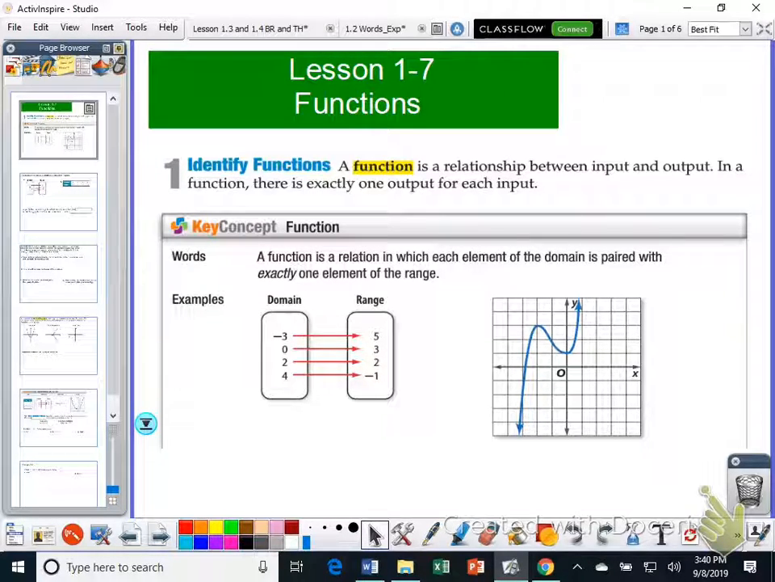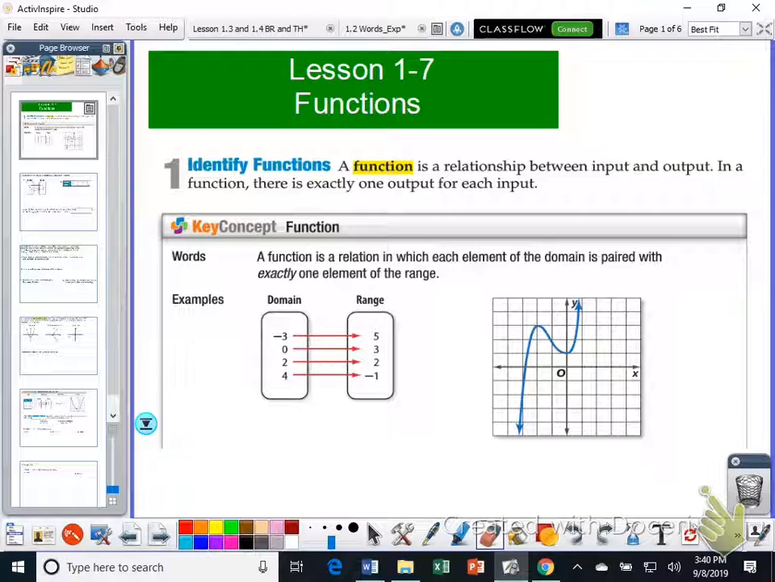So we have domain -3 maps to 1, 5, 0 to 3, 2 to 2, 4 to 4. So each of the domain numbers goes to exactly one range. For example, I couldn't do this -3 to this 3 because the 0 was already mapped there. That wouldn't be a function. So we'll take a look at some more examples like that.